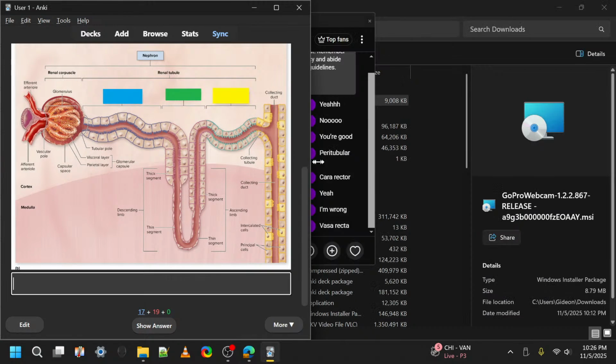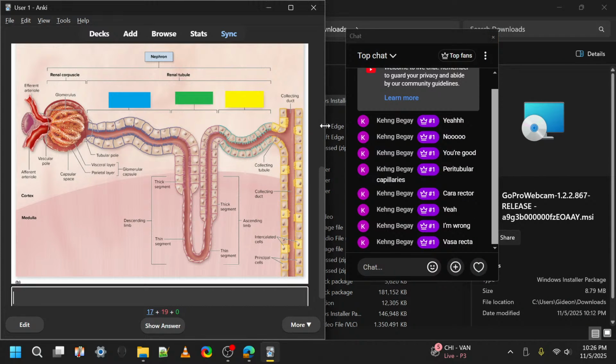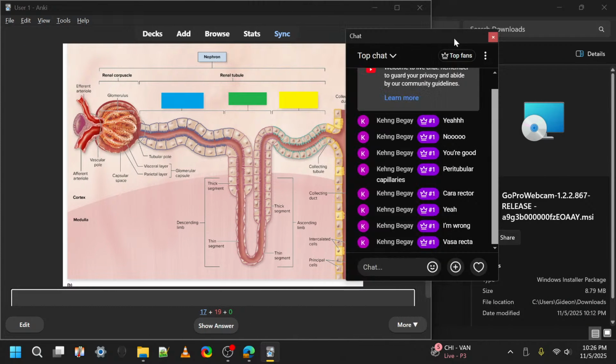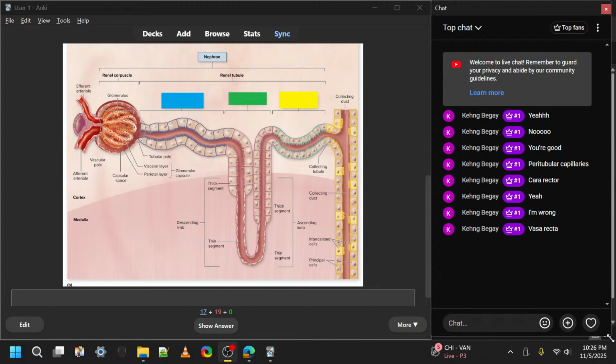Let me just get some double action in here, so I can see the chat. Because it's on my other screen, so I can't really see it very well. Yeah, and now you can see the chat too. Perfect.